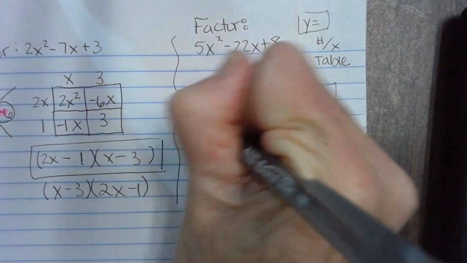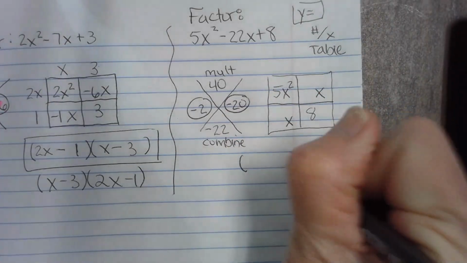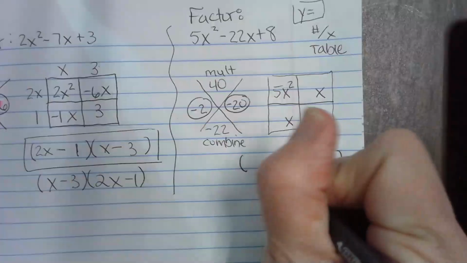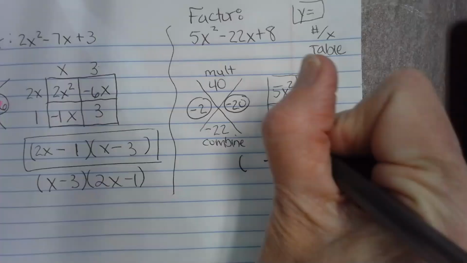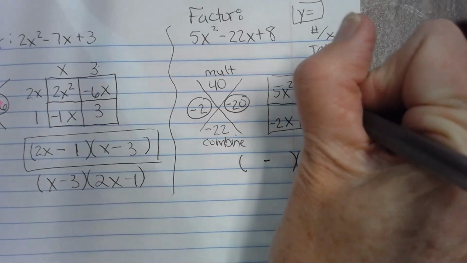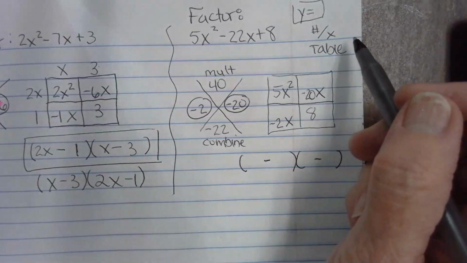Okay, I'm going to stop right there. What are my signs in my parentheses? Both of these are negative. Both of my signs are minus. So I'm going to put my -2 and my -20. And again, doesn't matter if you flip these.